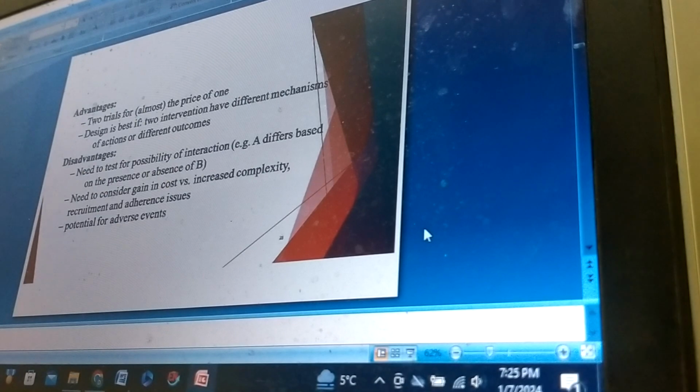Advantage: two trials for almost the price of one. The design is best if the two interventions have different mechanisms of action or different outcomes. Disadvantage: need to test for the possibility of interaction between interventions, where the effect of A differs based on the presence or absence of B. Need to consider the gain in cost versus increased complexity. Recruitment and adherence issues. Potential for adverse effects.